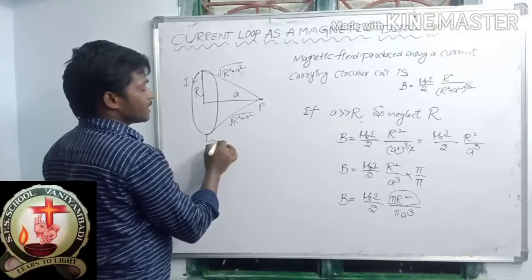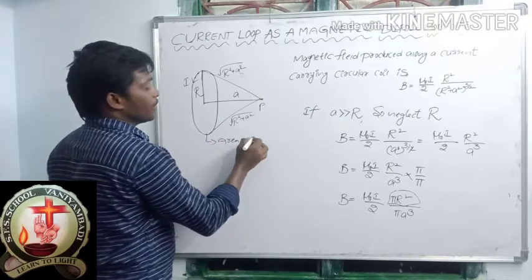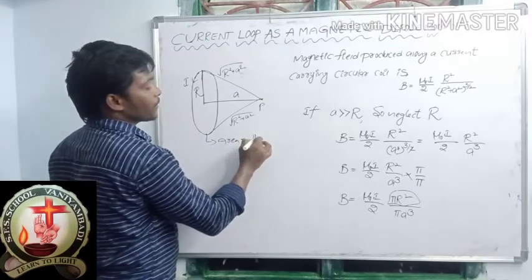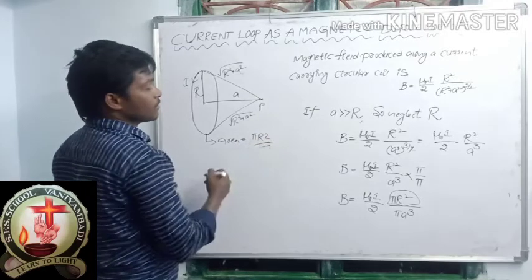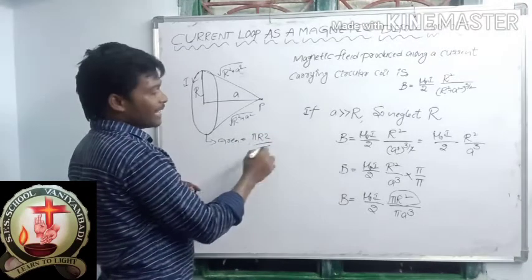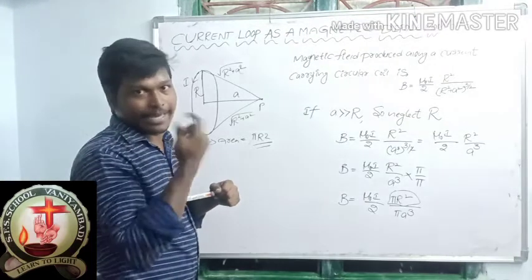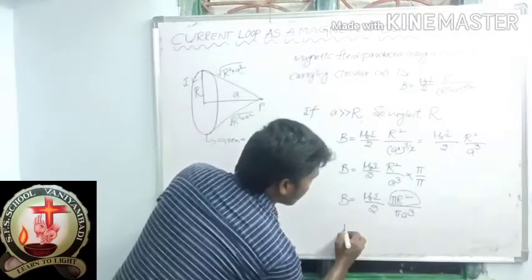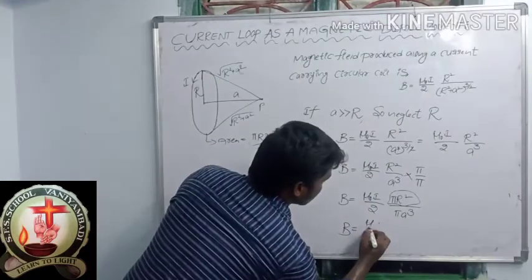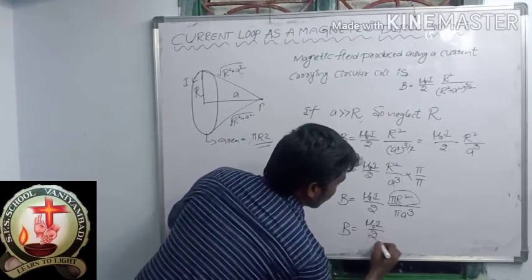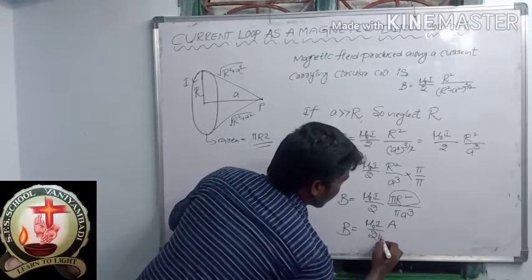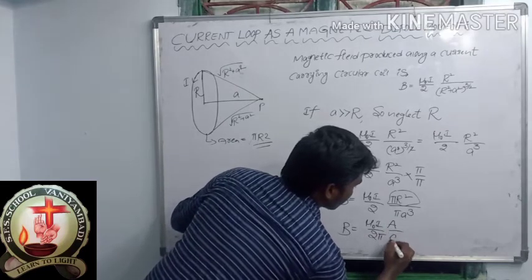Area is equal to pi R square. So instead of pi R square I am writing capital A, which indicates the area. So here B is equal to mu naught I by 2 into A by pi A cube.